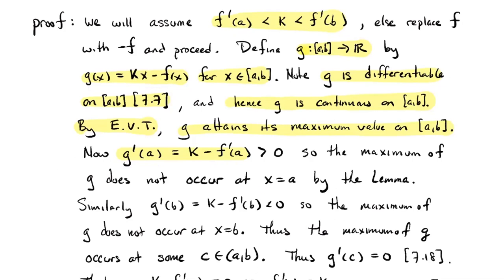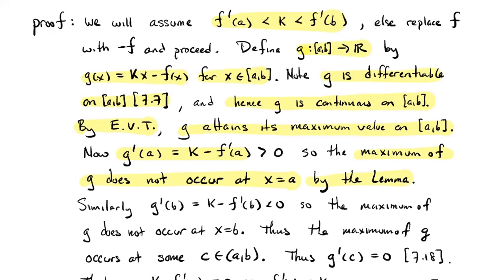The lemma says because g prime of a is positive, there's some delta neighborhood, and points to the right of a in this interval would have a bigger output than g of a. So g of a is not the maximum value. The maximum value of g does not occur at a. That's by the lemma applied to the function g.